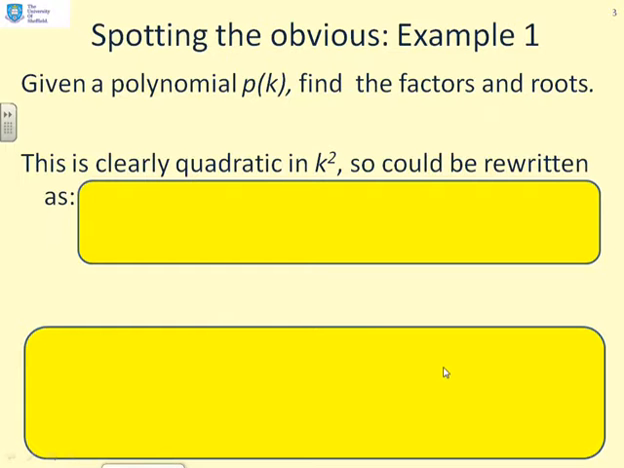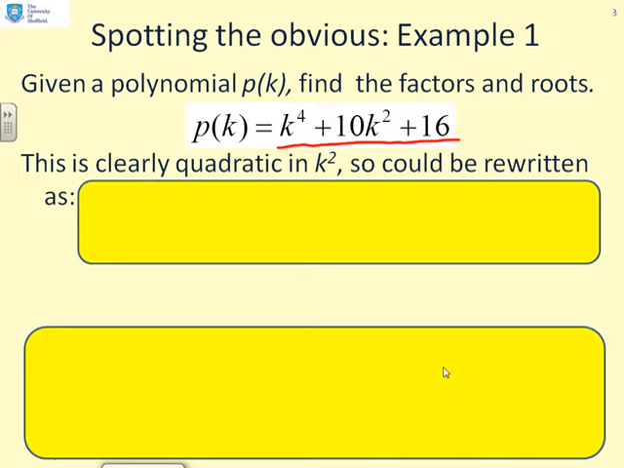So I'm going to give you a polynomial p of k, and your job is to find the factors and the roots. Well, here's p of k, and you'll notice it's quartic. k to the 4 plus 10k squared plus 16, and you might think, golly, it's quartic, how do I start? However, this is clearly quadratic in the variable k squared.